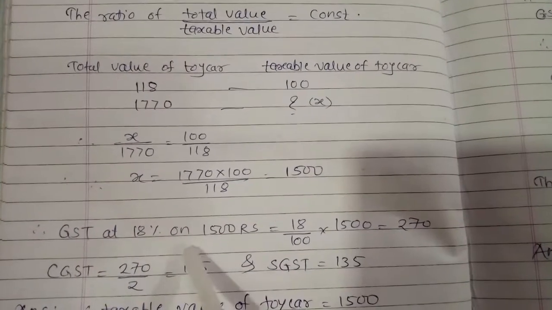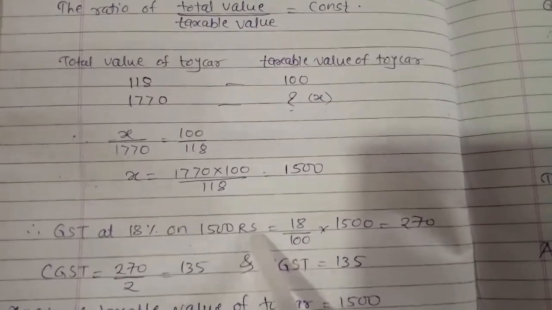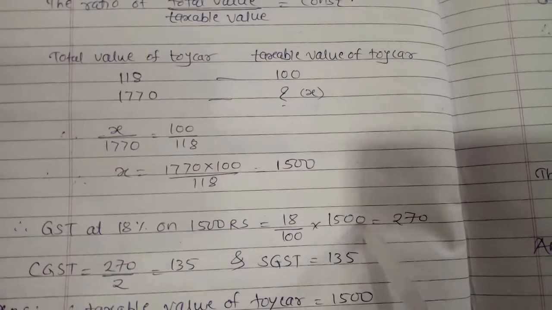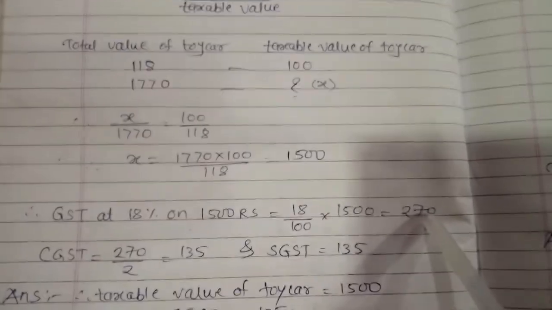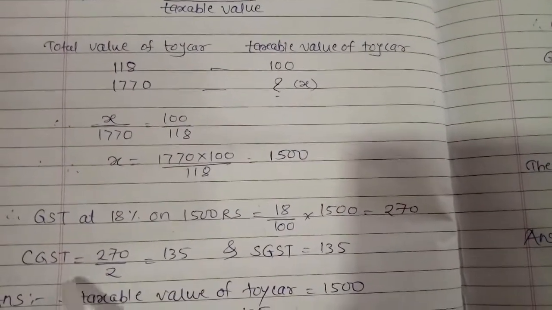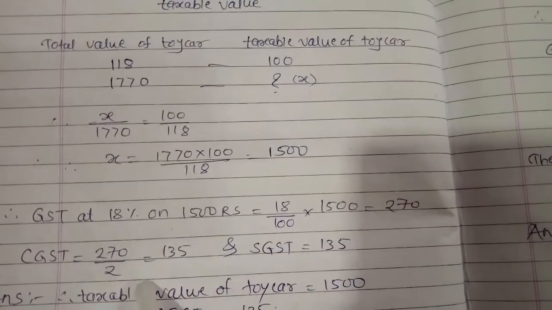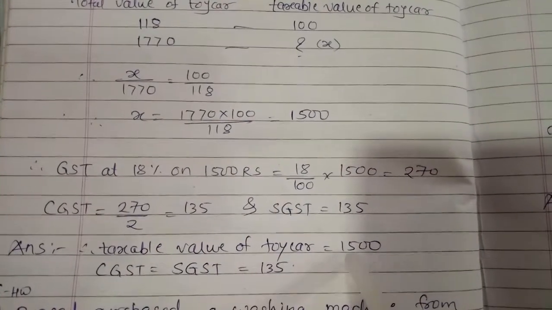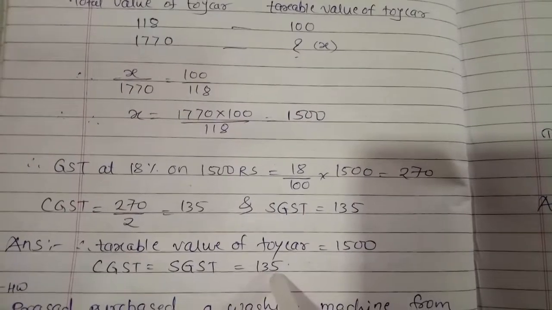Now the GST at 18% on the 1500 rupees is 18 upon 100 into 1500. So we'll get 270. So it is the GST, and from this we can easily calculate the CGST or SGST by dividing it by 2. So 135 is the rate of CGST. So the taxable value of the toy car is 1500 and CGST and SGST is 135.